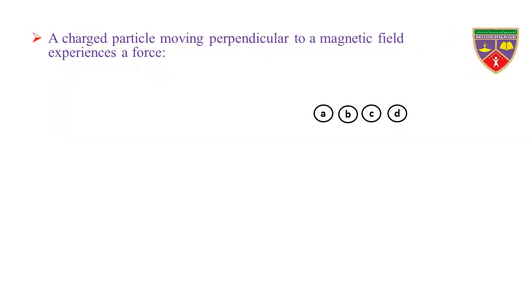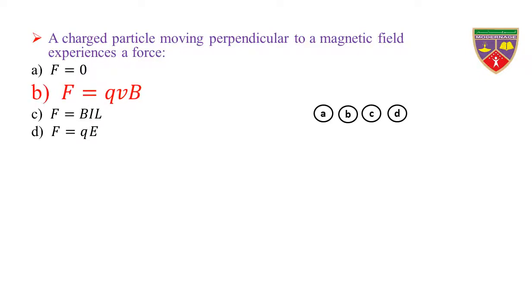A charged particle moving perpendicular to a magnetic field experiences a force: option A, F is equal to 0; option B, F is equal to QVB; option C, F is equal to BIL; option D, F is equal to Q into E. The key is F is equal to QVB. Therefore, the correct option is B.